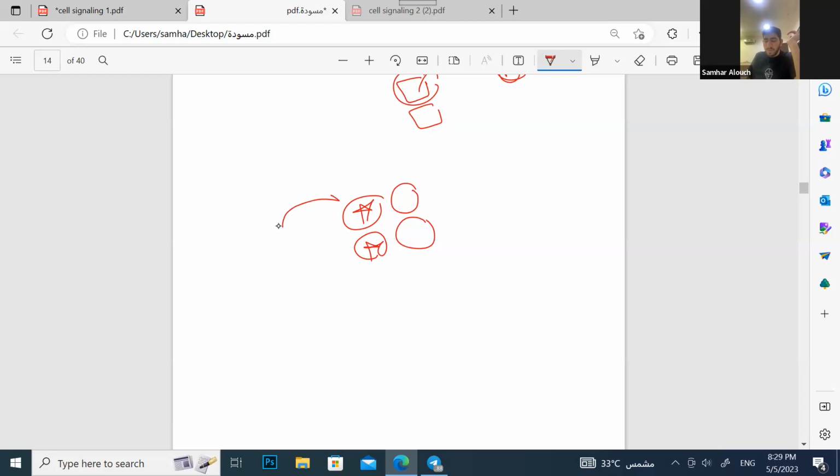Cyclic AMP comes and binds to the inhibitory subunits. Once it binds to them, it causes them to dissociate. Now the activatory subunits are free, and they go and phosphorylate the enzyme that we want to phosphorylate and cause the action.